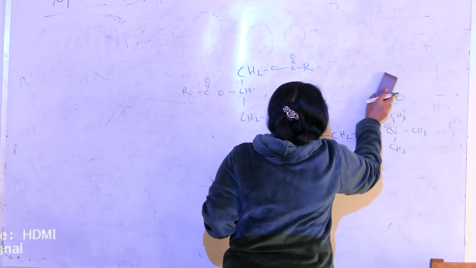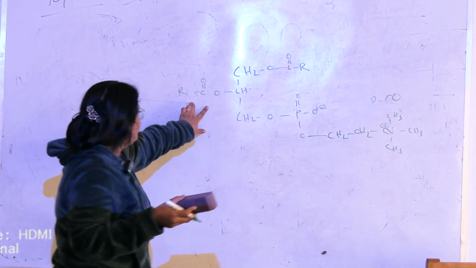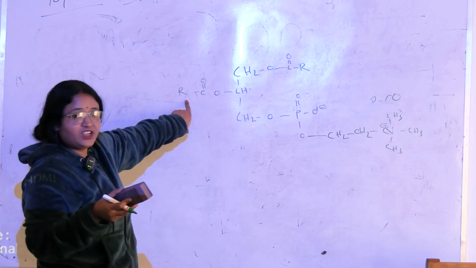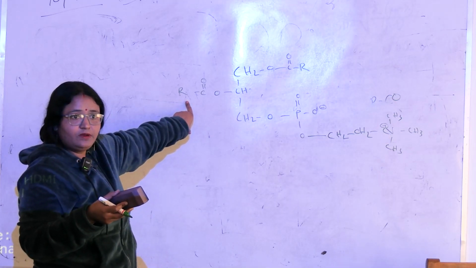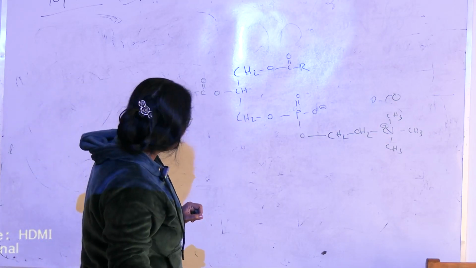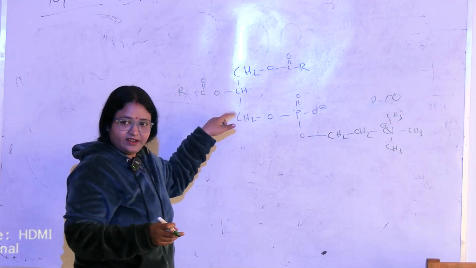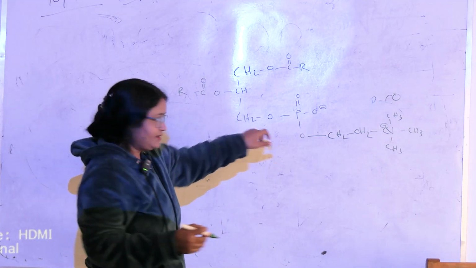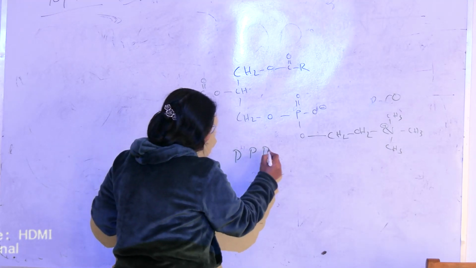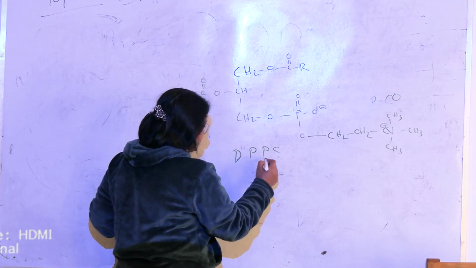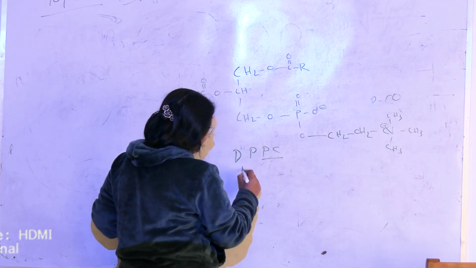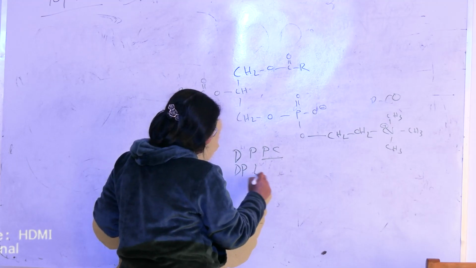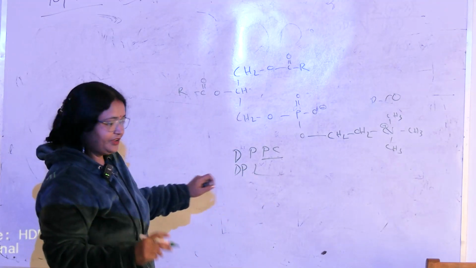Now, I had told you about lysophospholipid: here, if the second fatty acid is gone, it means lyso. Lysolecithin, lyso. So this is lecithin. I told you DPPC, dipalmitoyl phosphatidylcholine, also phosphatidylcholine is called lecithin.